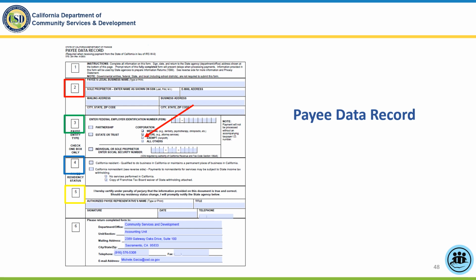And lastly, as indicated in the box outlined in yellow at the top under 5, provide the name, title, a wet signature, and telephone number of the individual completing this form. And finally, please date the form.